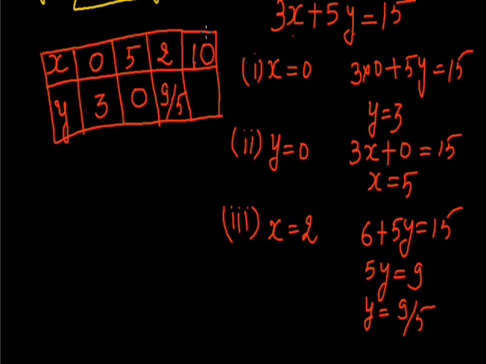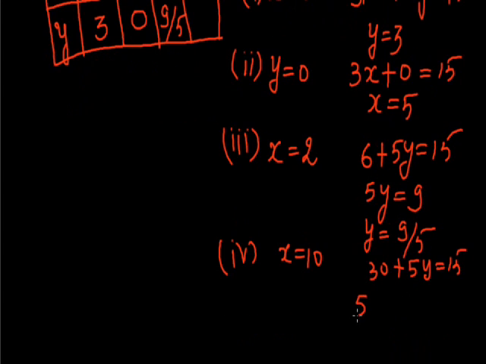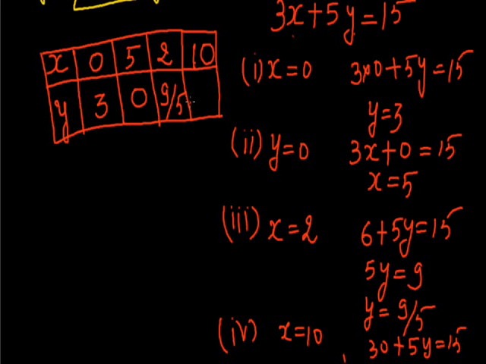Let's try what happens if x is 10. We are getting 30 plus 5y equals to 15. So 5y equals to minus 15 and y is minus 3. That means the point is integer. Or we can say that we have to proceed in the y according to the coefficient of x. Now see how to locate the points or join.